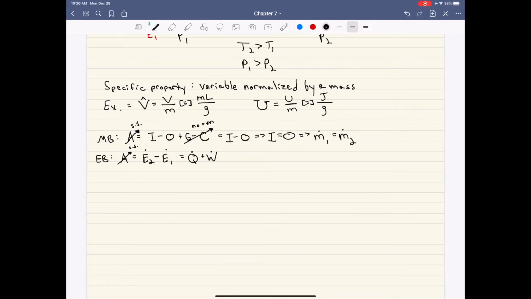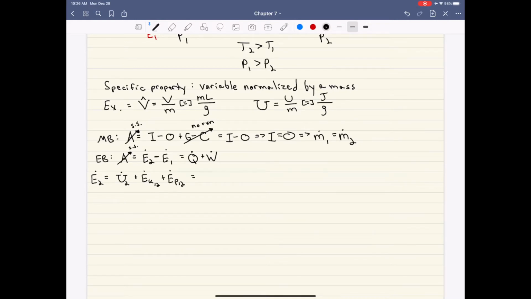So at this point I now want to go into detail about what each of these terms are. For E2, this is going to be represented by the various forms of energy that exist in stream 2. The different types of energies we need to consider are the internal energy, U dot, the kinetic energy, and the potential energy.